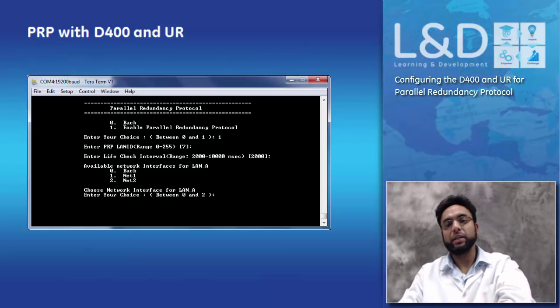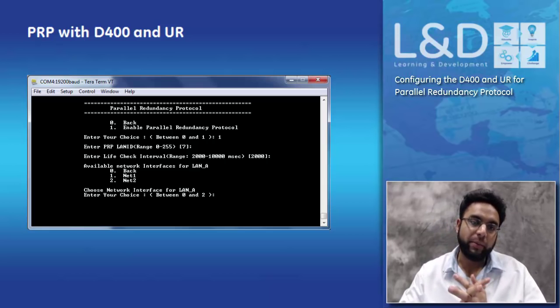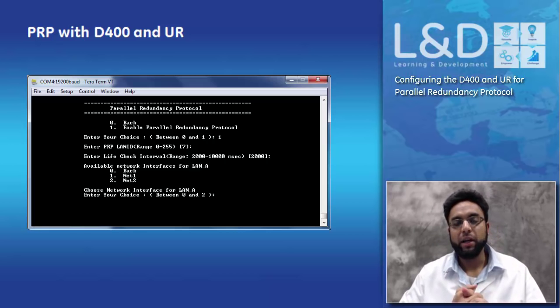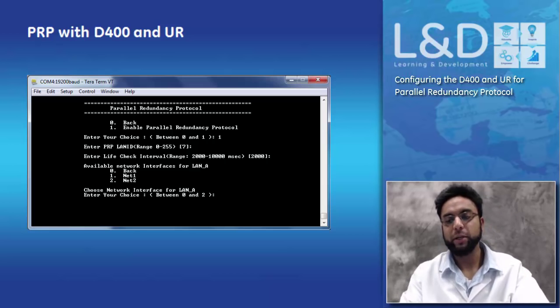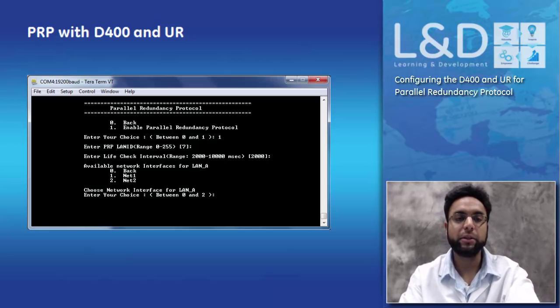Please keep in mind that D400 uses a daughter card which goes on top of the main CPU. In order to use network 2 on the D400, we must have the daughter card in place. Otherwise, we would only be able to use network 1 and not both networks. But for PRP, we need both networks, network 1 and network 2. So let's configure network 1 first.